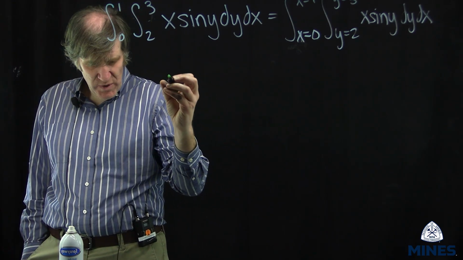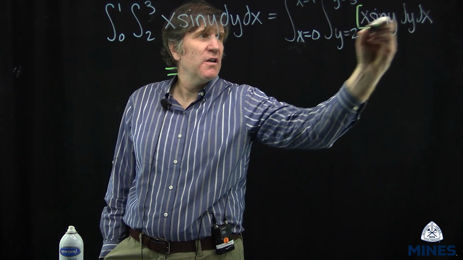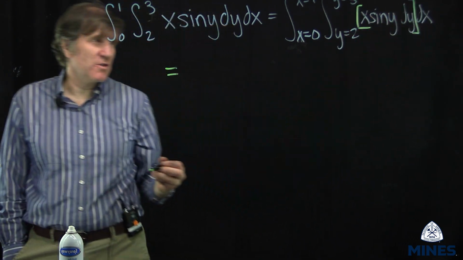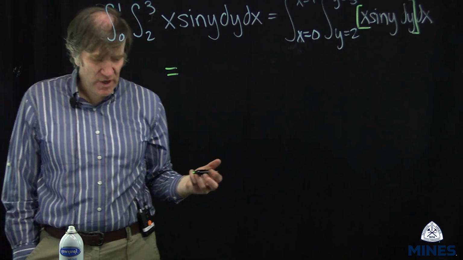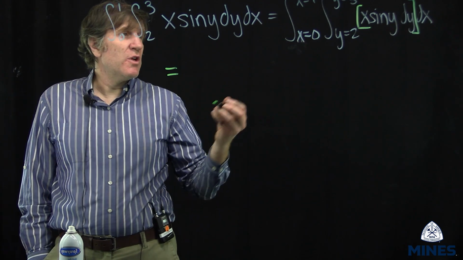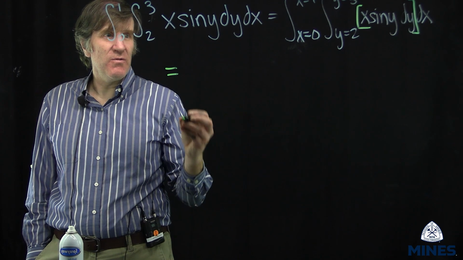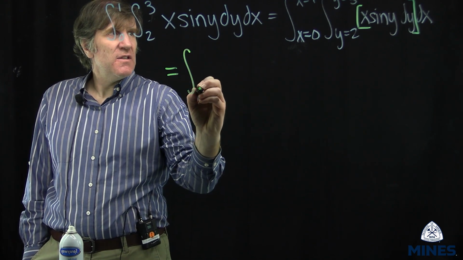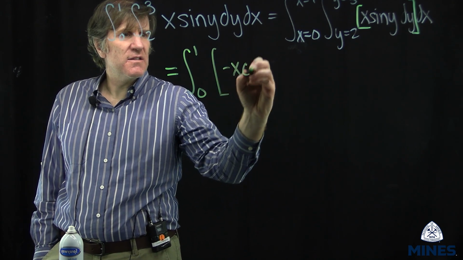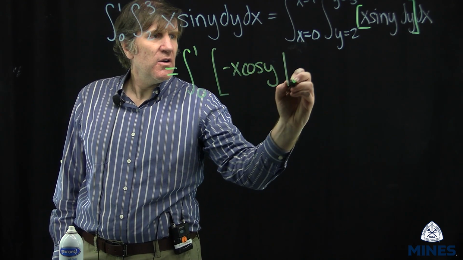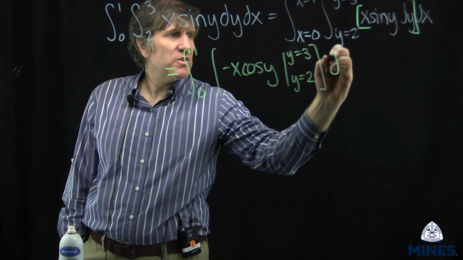But what we want to do here is we just do the integrals one at a time. So our inner integral here is the y integral. We have the y bounds on the inside as well. So the first thing we integrate is with respect to y. So the integral of sine of y with respect to y is negative cosine of y. So we're going to have 0 to 1, and then negative x times the cosine of y from y equals 2 to y equals 3, and then we still have the dx.